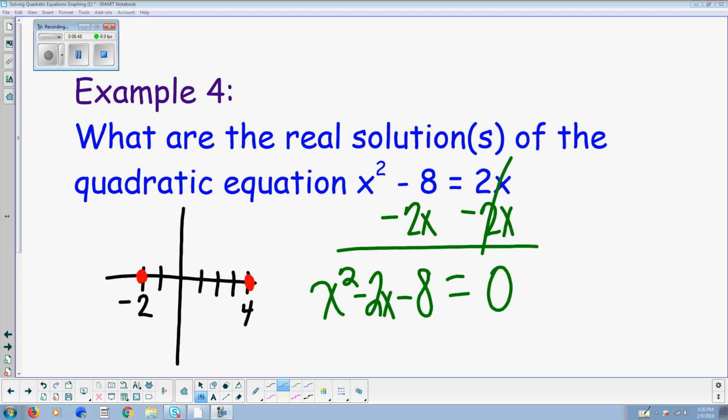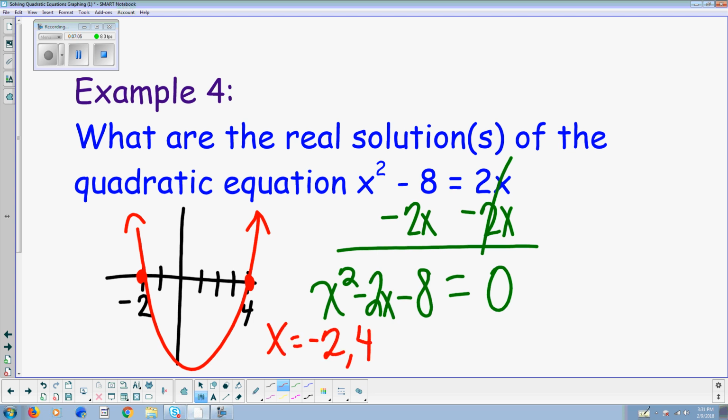So it should be pretty clear that this one is crossing through the x-axis at positive 4, and then again at negative 2. So our solutions are x equals negative 2 and x equals 4, or the solution set, negative 2 and 4.